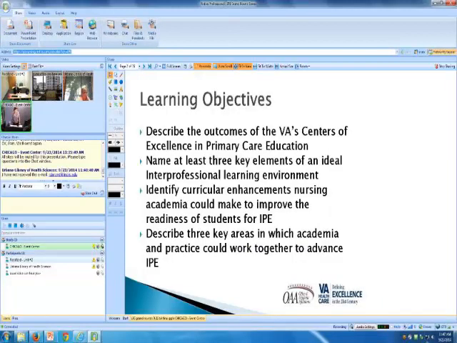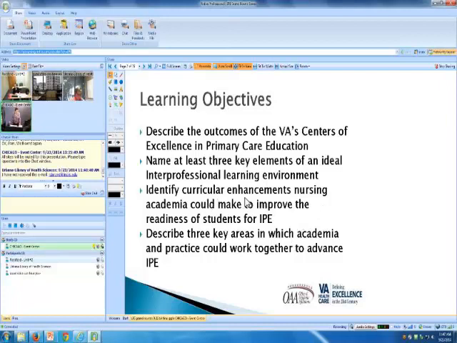Our learning objectives today: I'm going to spend a lot of time talking about the VA Centers of Excellence in primary care education, and an important piece is that it's primary care, so that's our focus. And I think that at the end we can have some conversation and talk about some key elements of an ideal interprofessional learning environment, and I'll talk about some of our lessons learned.